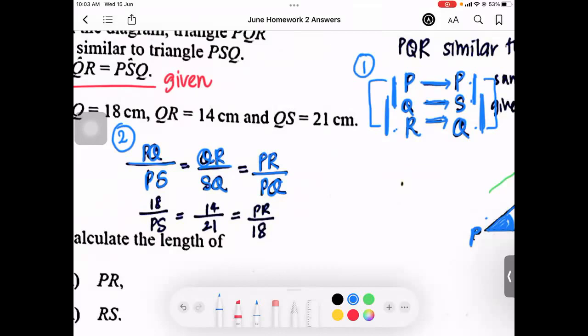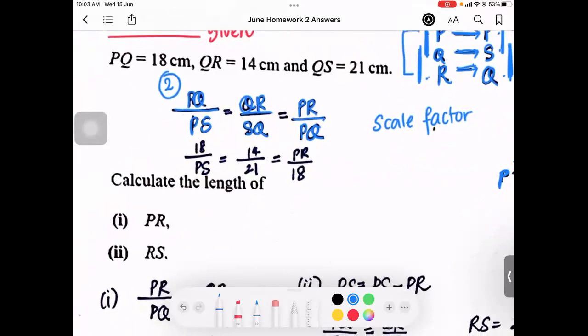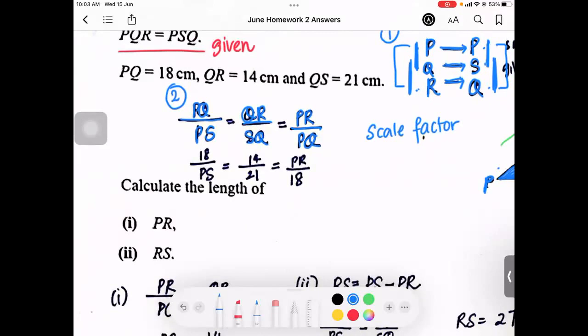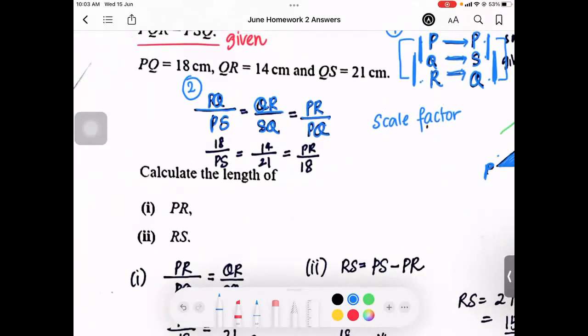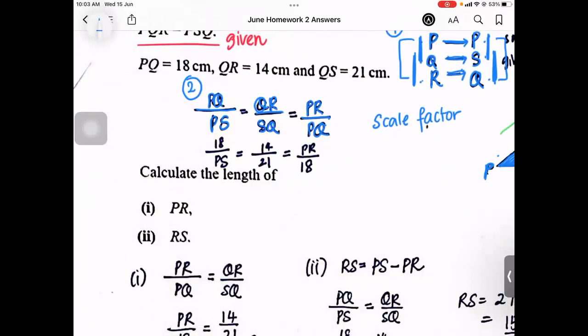Because they either ask you to find angles, or they ask you to find the ratio or scale factor. Don't know whether you still remember the word scale factor. Scale factor works for enlargement, becoming bigger or smaller, enlargement or reduction. Or they can ask you to calculate measurements of length. So true enough, indeed, they say calculate the length of PR. So from here, I want to find PR.